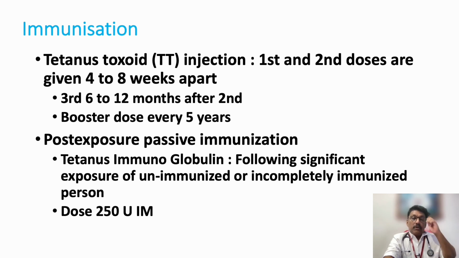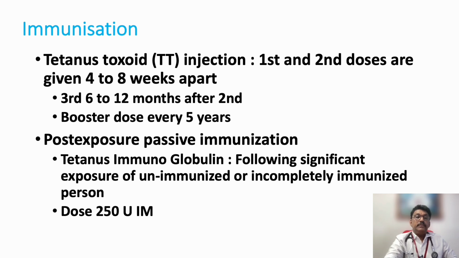Tetanus toxoid or TT injection, first and second doses are given 4 to 8 weeks apart. This is the primary immunization schedule. The third dose is given 6 to 12 months after the second, and a booster dose should be given every 5 years. So that has to be given to prevent tetanus.